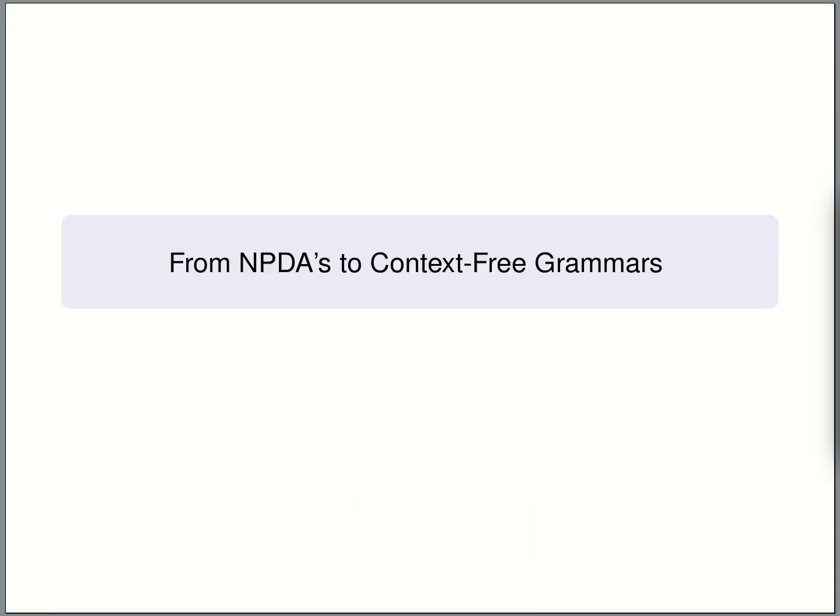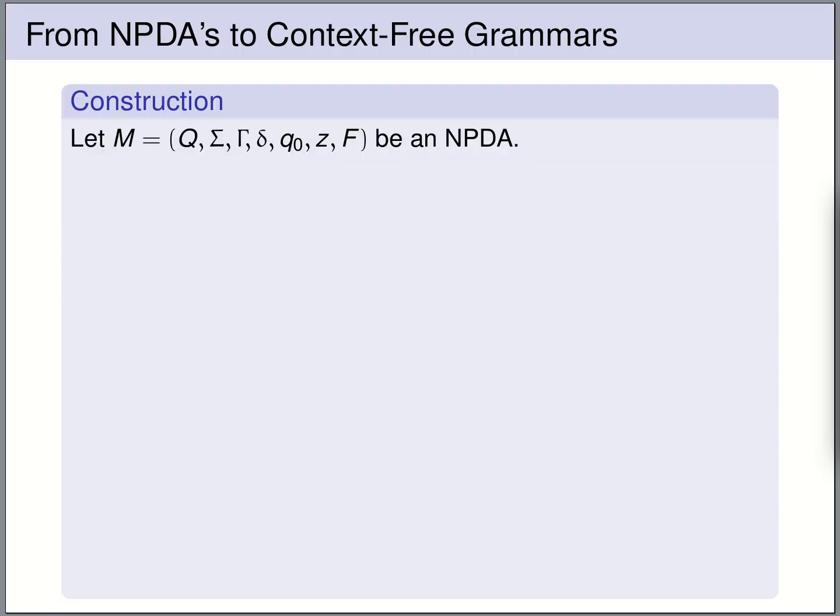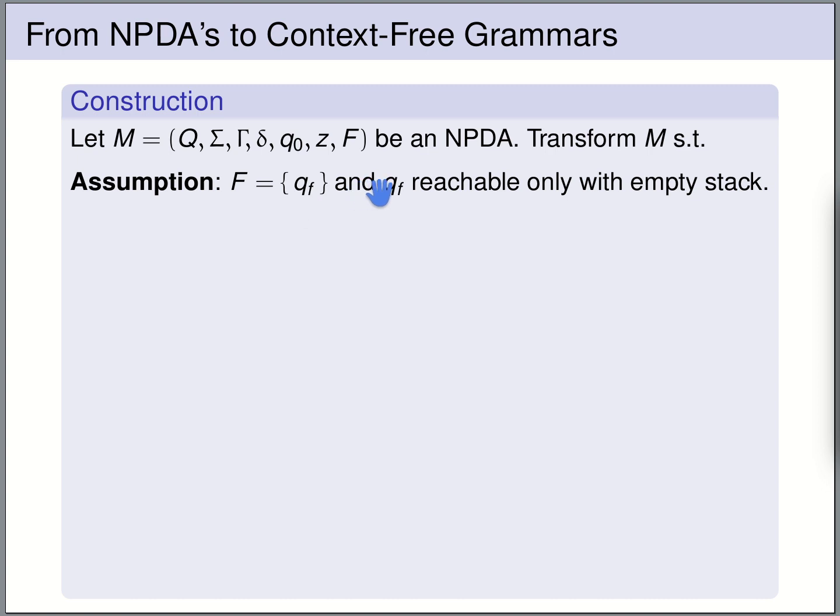Next we will look at the reverse transformation. We will transform non-deterministic pushdown automata into equivalent context-free grammars. So let M be a non-deterministic pushdown automaton. As a first step of our transformation into a context-free grammar, we transform M into an automaton with the following property. It has a single final state, and this final state is reachable if and only if the stack is empty. We have already seen how this transformation can be achieved. This is the transformation from acceptance with a final state to acceptance with an empty stack.